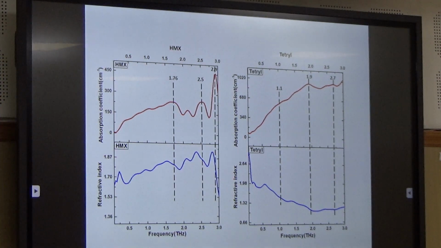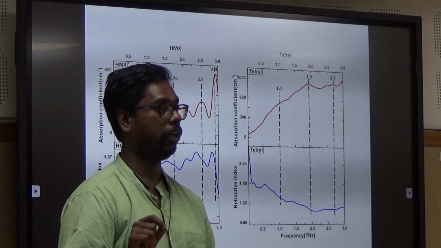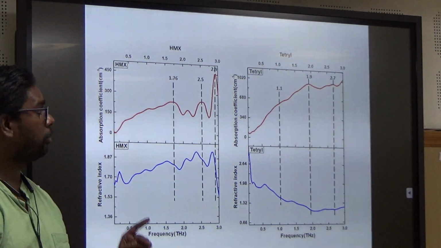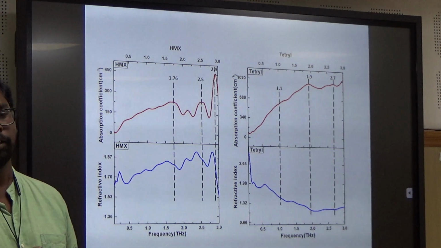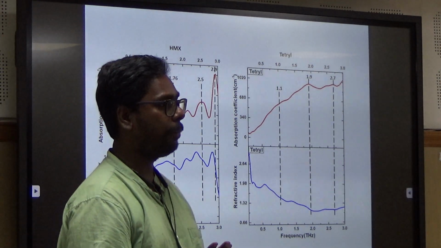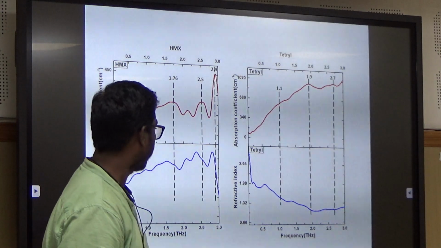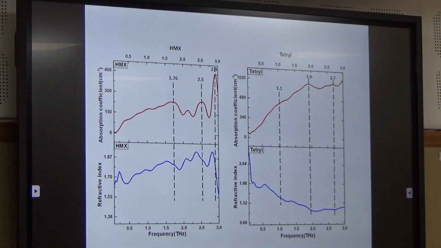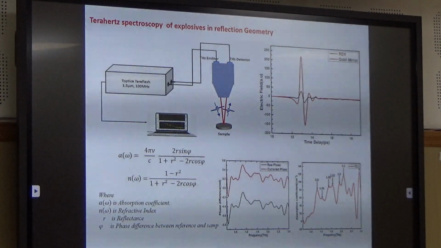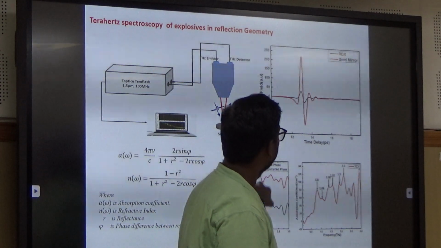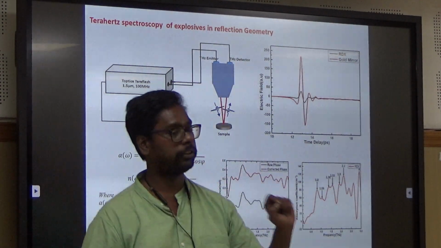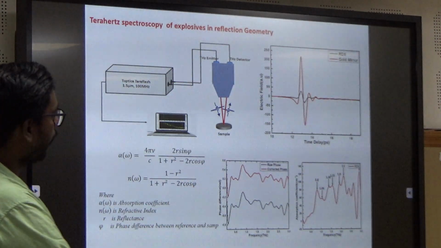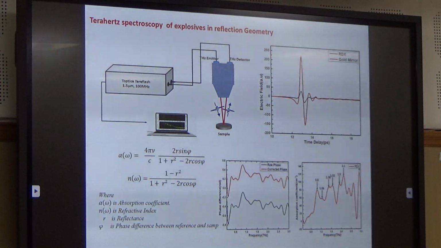Now we want to apply machine learning to see whether our spectroscopy data is enough for machine learning to do the classification. Because we have different types of data. When you perform the experiment, you get four types of data: absorption coefficient, refractive index, the literal terahertz pulse, and phase. This is also data. So we want to see whether, if we give this data to a machine learning algorithm, it can predict what compound or what kind of explosive it is.